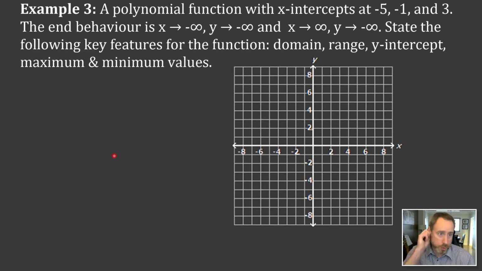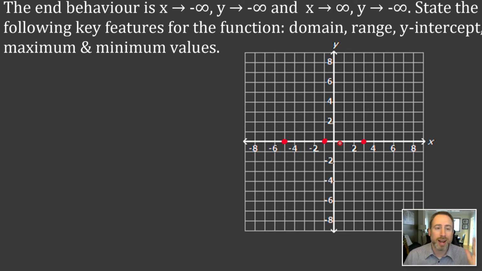Third example, last one: a polynomial function with x-intercepts at -5. And you know what, I'm going to go ahead and draw that. X-intercept at -5. Let me switch to red. Another x-intercept at -1 and another x-intercept at 3. Then we've been told what our end behaviors are.